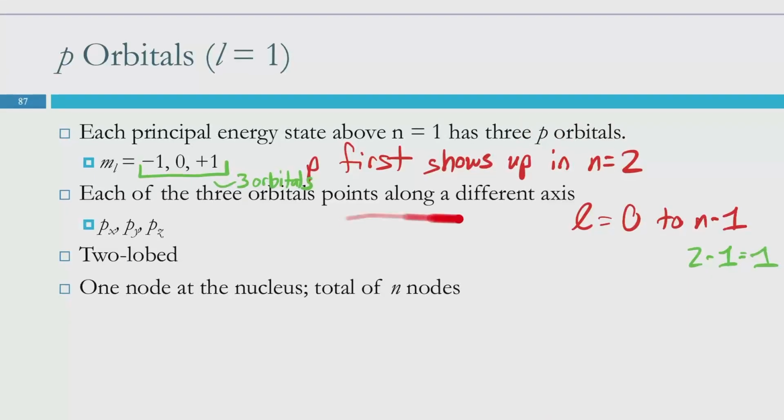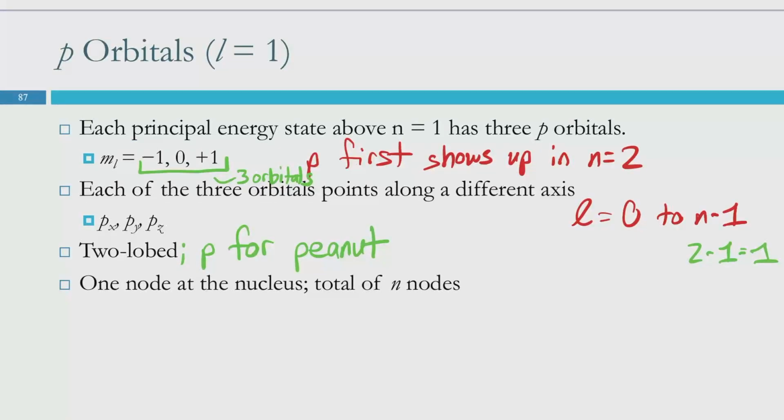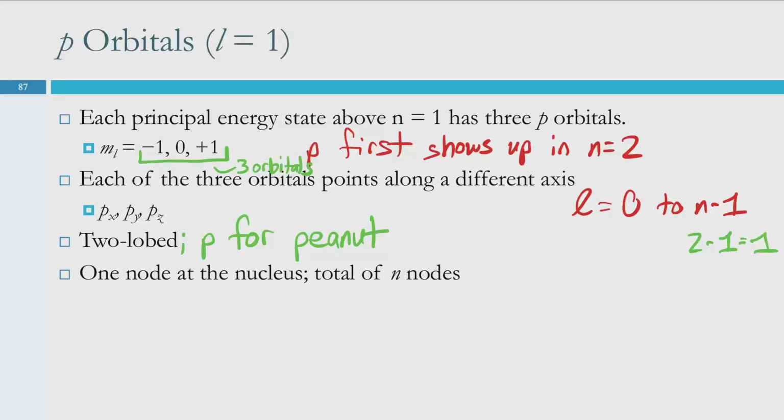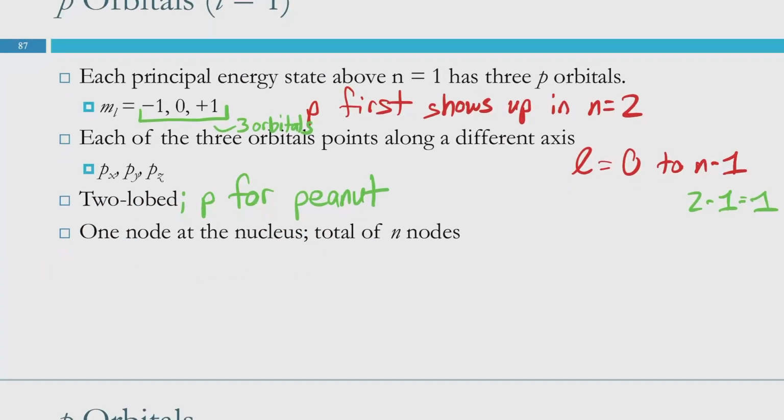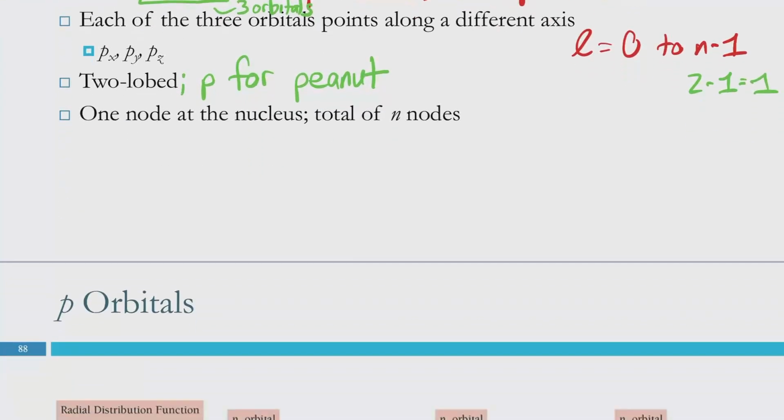And each of these points in a different direction along an axis. They're 2-lobed. P for, does anyone want a peanut? They sort of look like a peanut, or a dumbbell. All of these are going to have one node at the nucleus. So we'll have a point of 0 probability at the nucleus.